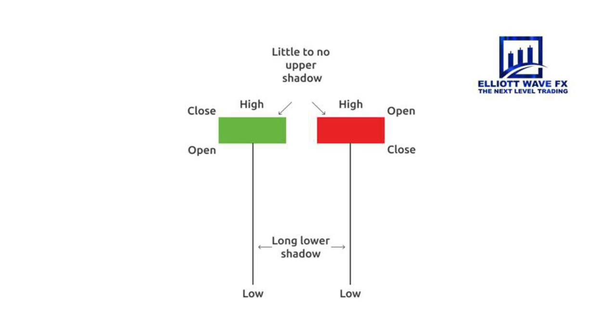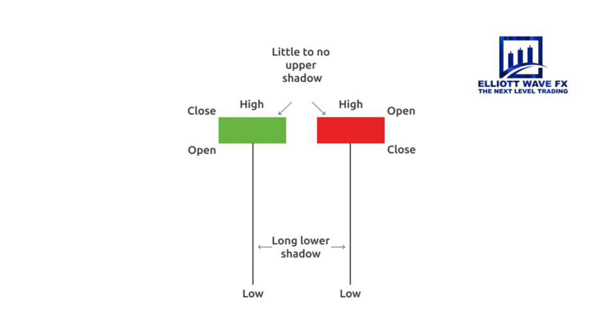Considered a reversal formation, it forms when price moves well below the open, but then rallies to close near the open if not higher. It forms a candlestick with a long lower shadow, or tail, and a small body with little or no wick, looking like a hammer or mallet. The inverted hammer is the mirror opposite.